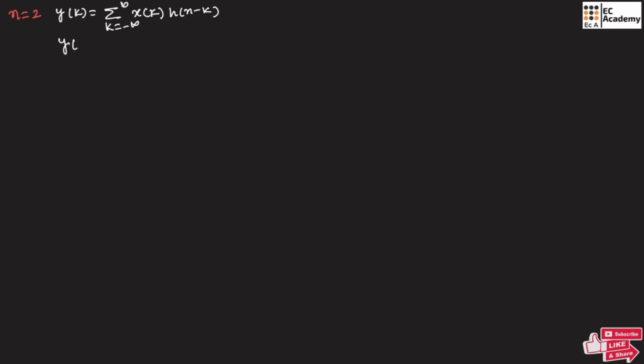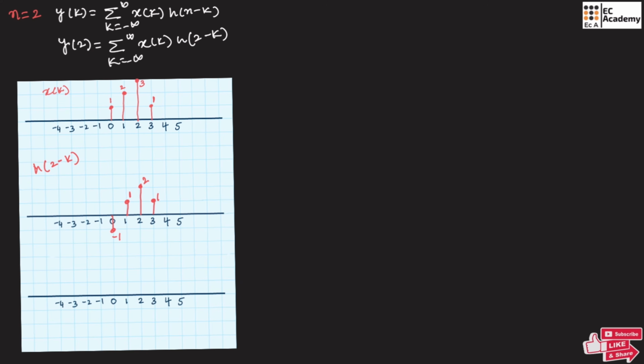For n is equal to 2, we will get y of 2 will be equal to summation of k is equal to minus infinity to infinity x of k into h of 2 minus k. Since we are having h of 2 minus k, so h of minus k should be shifted towards right side 2 divisions. So this is x of k, and this is the sequence h of 2 minus k which is obtained after shifting h of minus k 2 divisions towards right side.